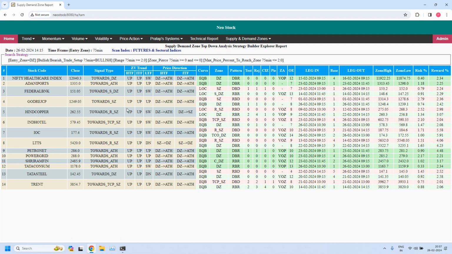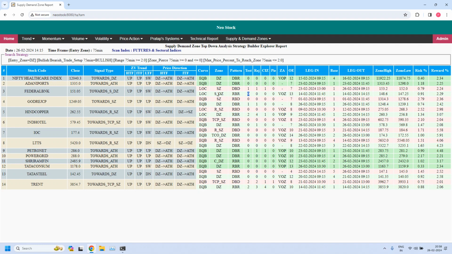Now you got one more stock, Federal Bank, towards the demand zone. Moreover, it is a high liquidity demand zone and a fresh zone. Only thing you need to check is the quality of the zone. How will you check the quality of the zone? By fine tuning. You already learned in lesson 16 how to fine tune.